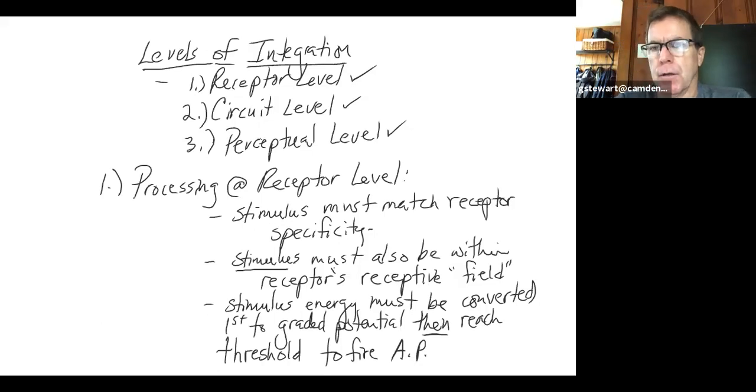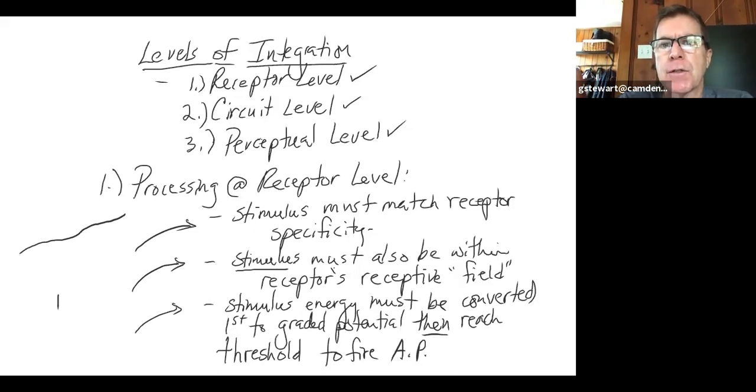First, the stimulus must match the receptor specificity, then it must be within the receptor's field, aka strong enough for that receptor to pick it up. And third, the stimulus energy has to somehow be converted. For example, our touch example. If touch is a mechanical process, you know that, it's a depression of the skin. And here's the surface of the skin. Here's a touch receptor underneath that skin. It's basically just a coiled nerve ending.